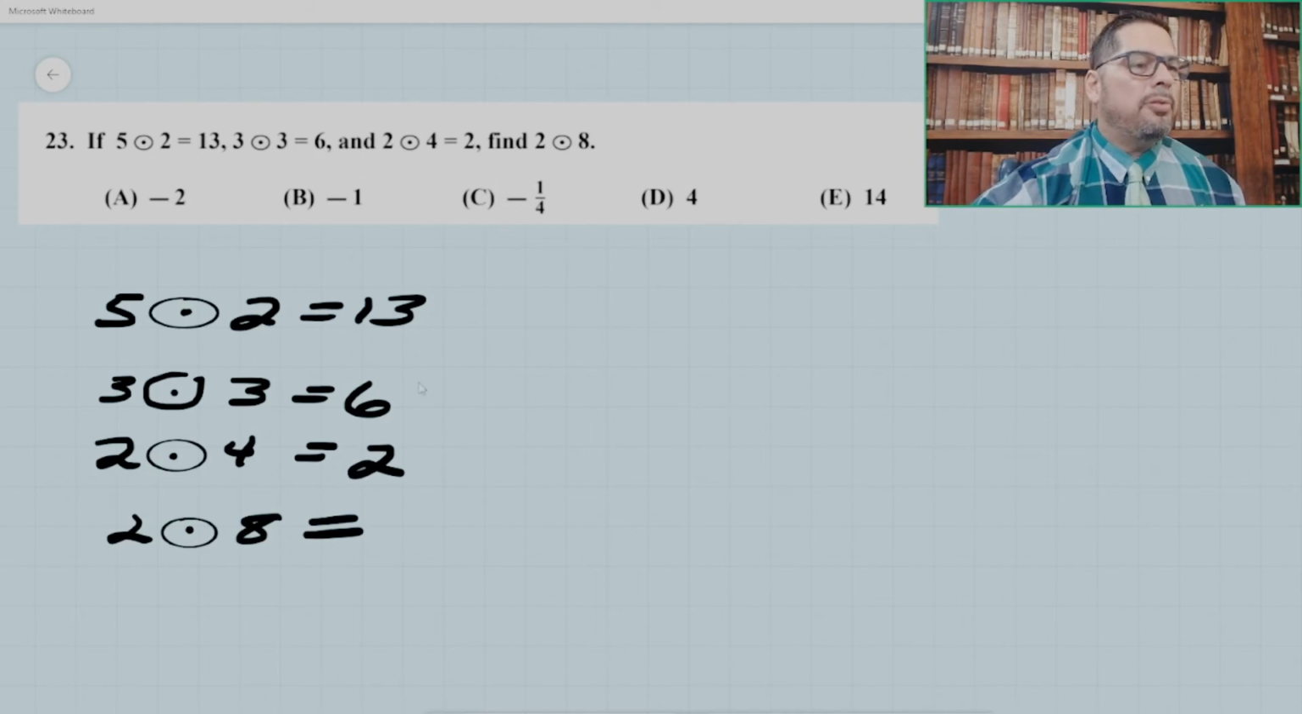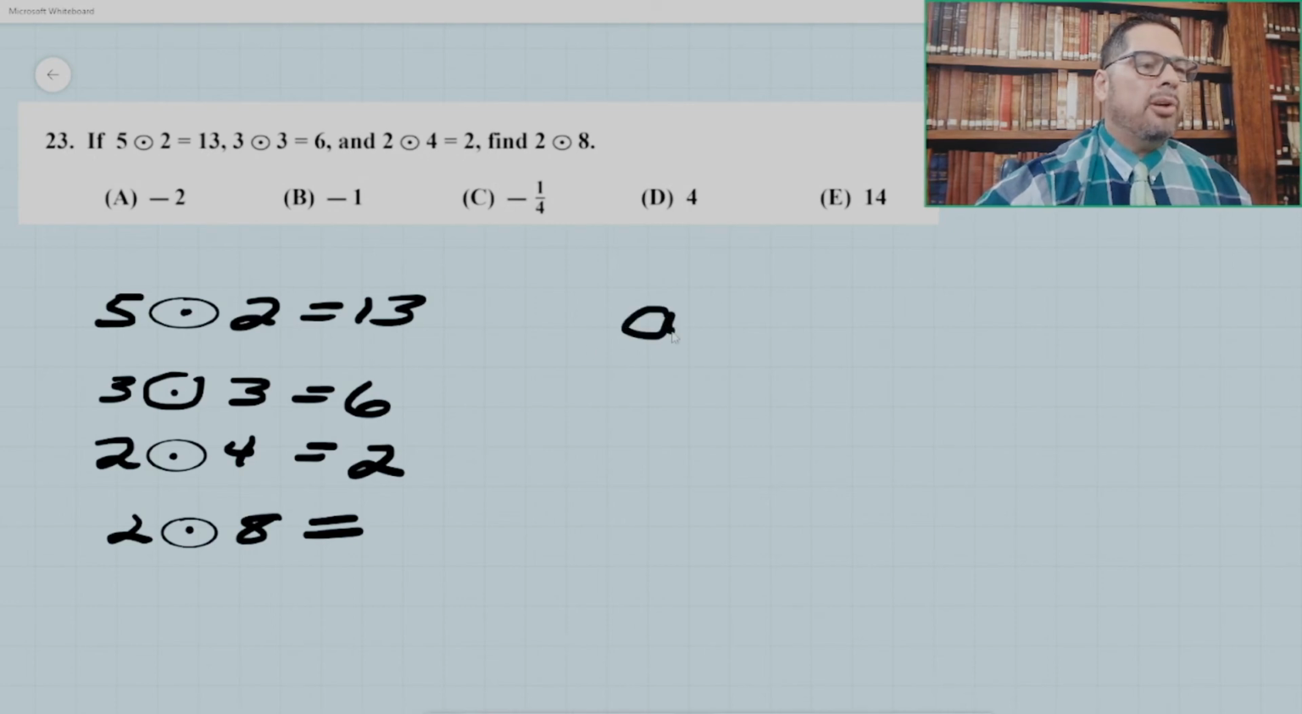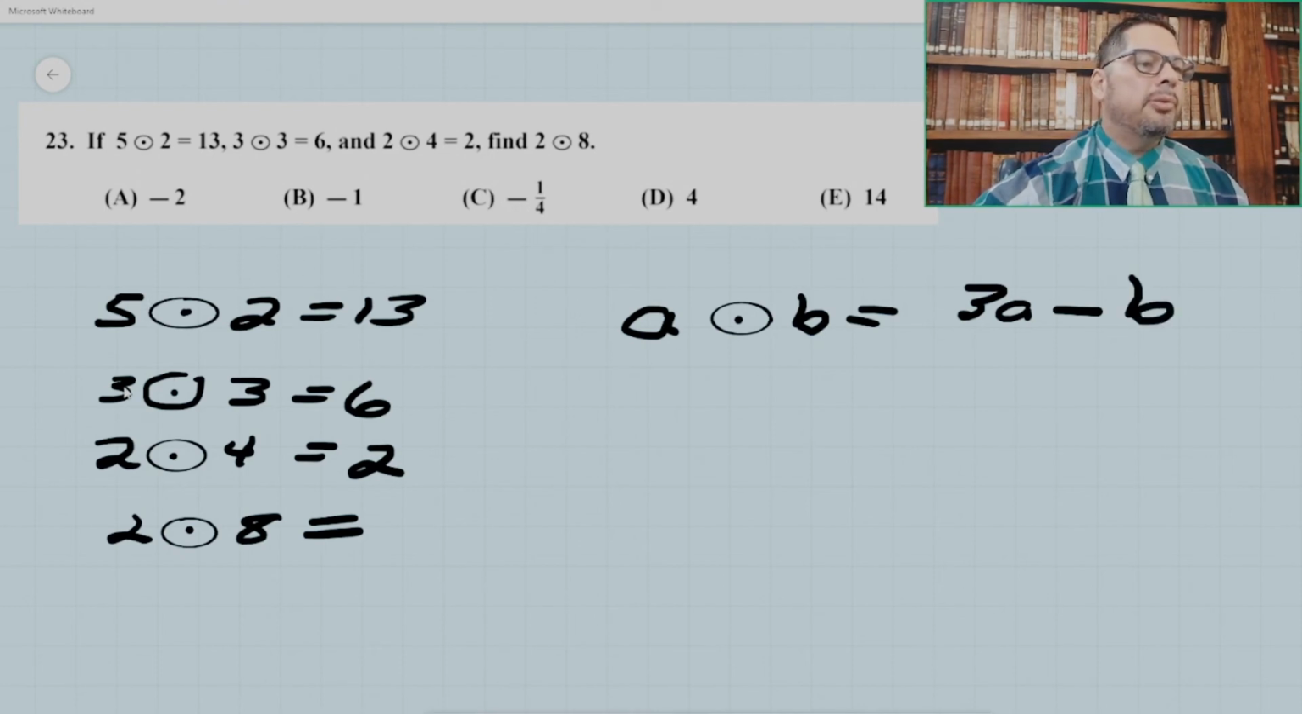So I don't know about the formal way to do this. I saw immediately that A circle dot B would equal 3 times A minus B. So 3 times 5 minus 2 is 13. 3 times 3 is 9, minus 3 is 6. 3 times 2 is 6, minus 4 is 2. So 3 times 2 is 6, minus 8 is a negative 2. I saw that immediately. I don't know if it's just requiring you to have good pattern recognition.